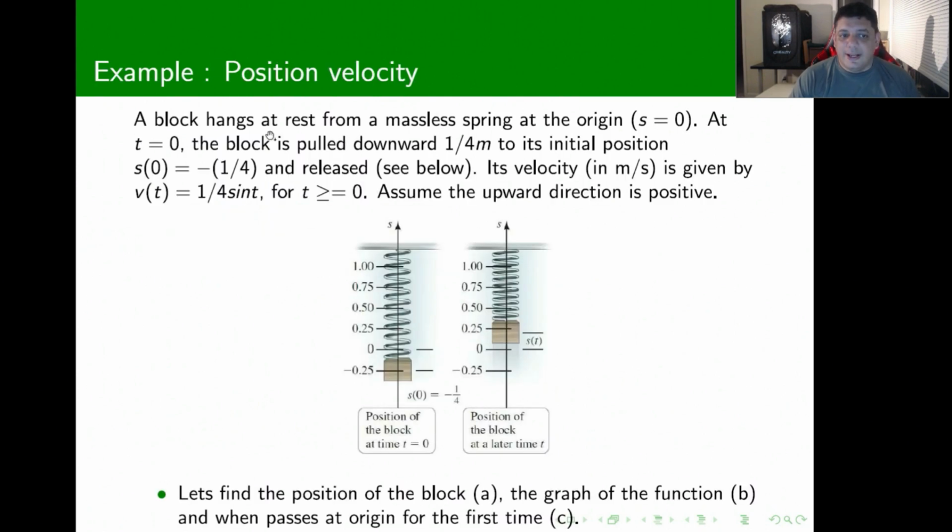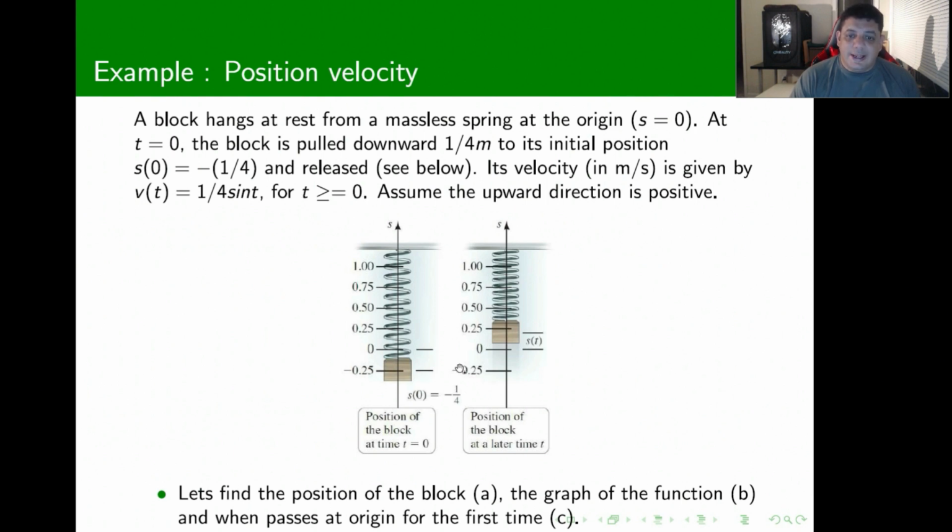We have a block that hangs at rest from a massless spring at the origin, as you can see here in the picture. At t equals 0, we're going to pull the block downward 1/4 of a meter to its initial position. So S of 0 is going to be minus 1/4, and it's going to be released. The velocity in meters per second is going to be given by v of t equals 1/4 sine of t.